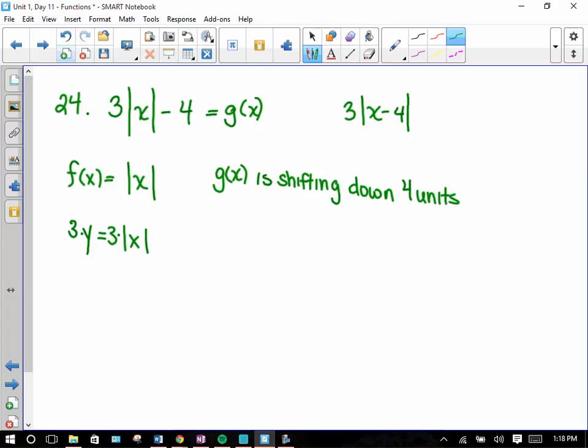So what's happening really is that right there, 3 times the absolute value of x, is taking every y value of absolute value of x and multiplying it by 3. So if my y value is 1, it's now 3. If my y value is 2, it's now 6. If my y value is 3, it's now 9. Okay? So what you get is a function that is a very skinny V that has been moved down 4 units. Alright?